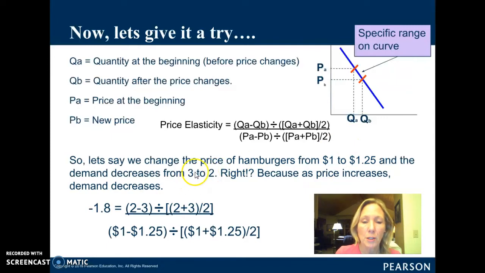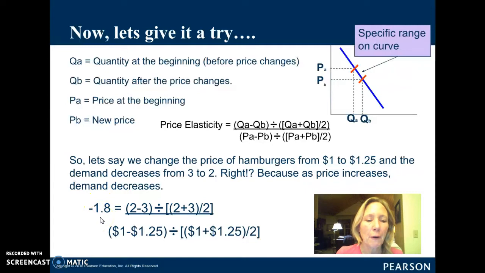The law of demand: as price goes up, demand goes down. So we start out, we have to put our quantities in. QA is going to correspond with the first quantity, and QB is going to associate with the second quantity. Anyway, if you put your numbers in, you're going to get what we call an elasticity coefficient.